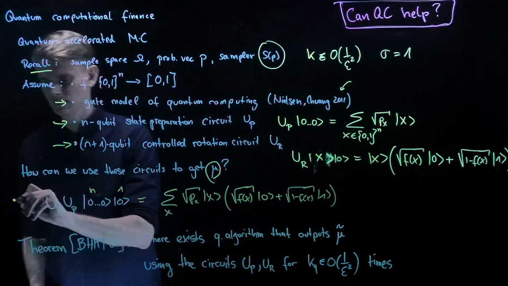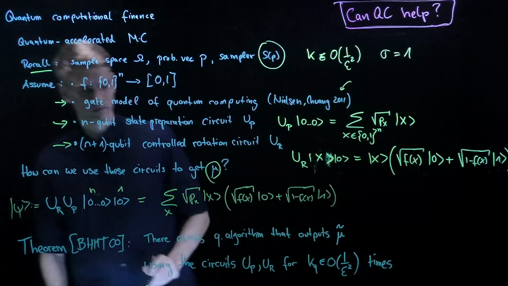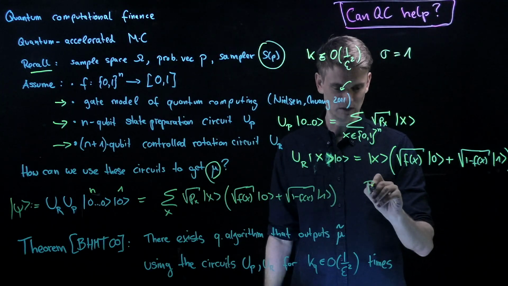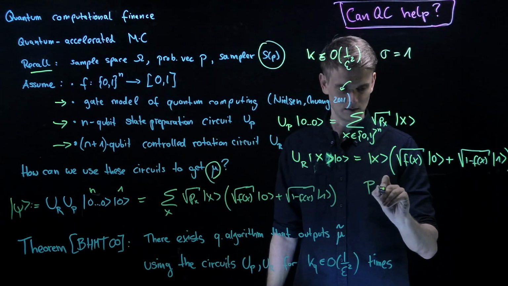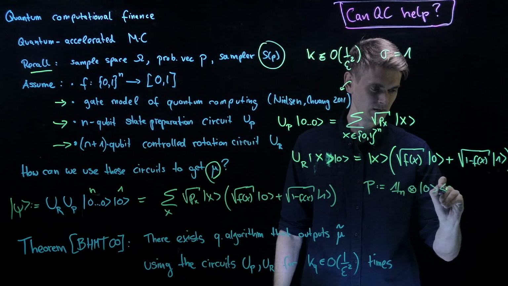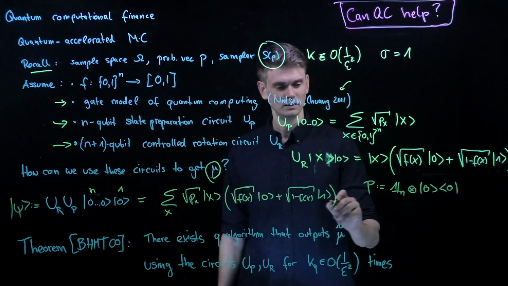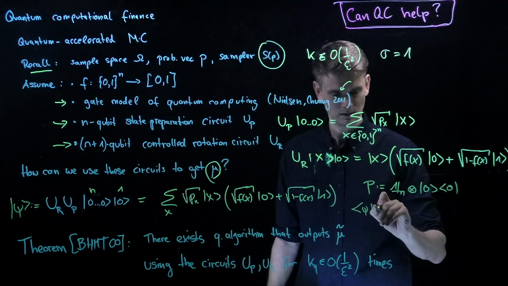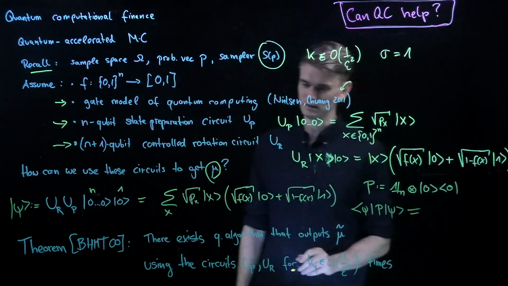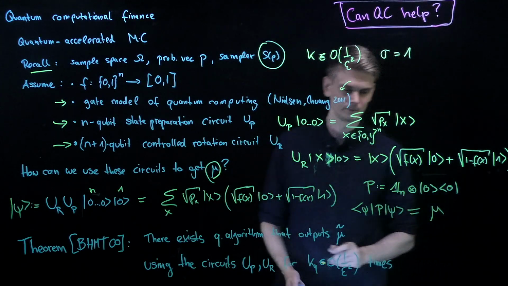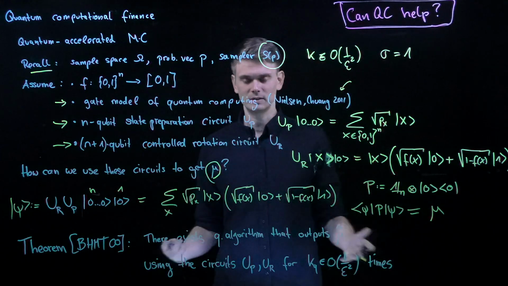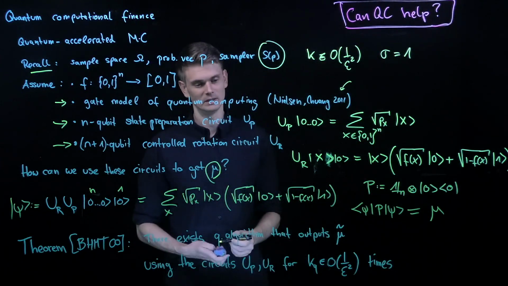Now, on this state, let's call it psi, we measure the following observable. We have the observable, a projector P, that's defined as the identity matrix on n qubits, tensor the projector onto the 0 state of the ancilla. If we evaluate this projector on the state psi, so we measure this projector, then it's easy to see that we obtain mu. However, at this point we're not obtaining any quantum speedup.